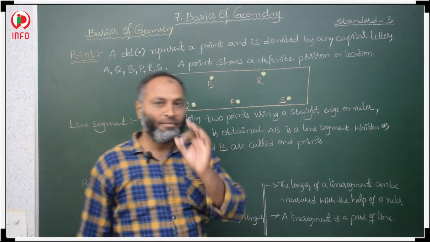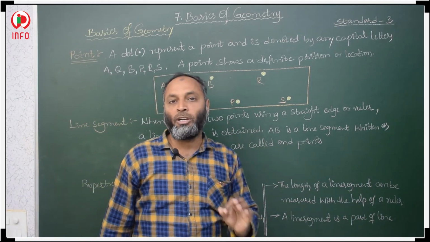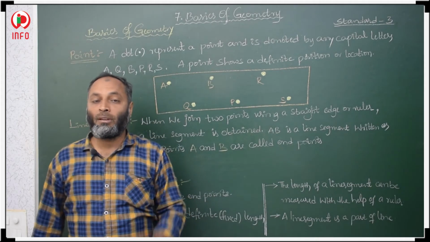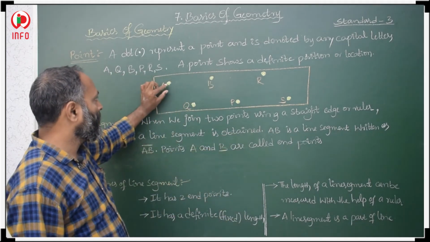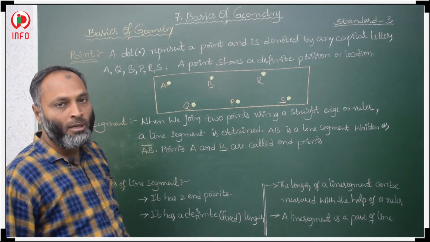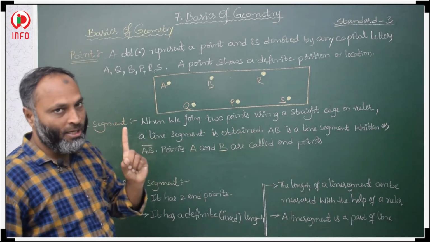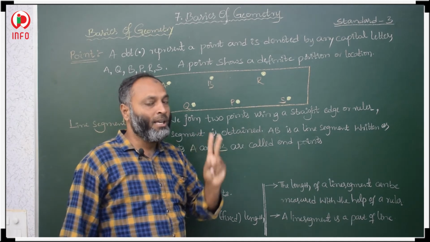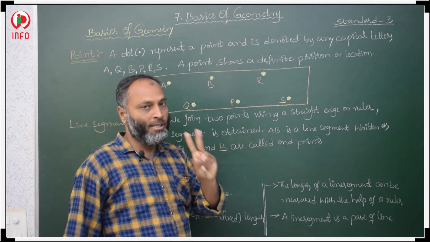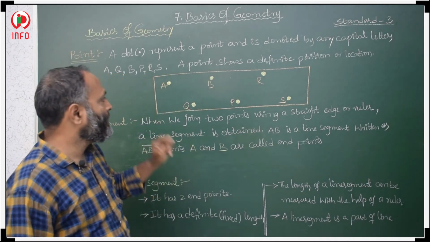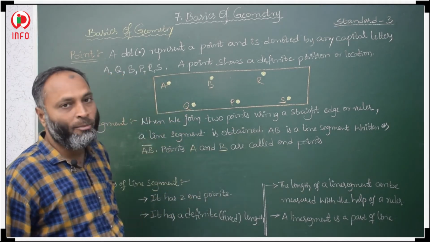It means a point should always be represented with a capital letter. So, what is a point? A dot. A dot represents a point. Second, a point is always represented with a capital letter. And the third one, here he has given about the point.